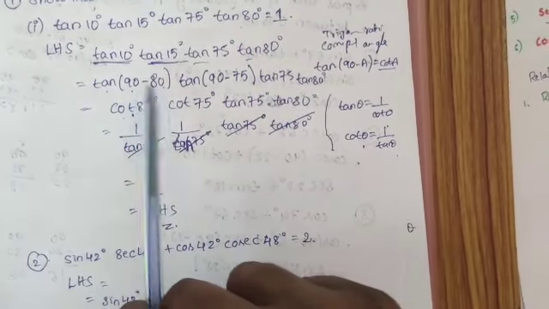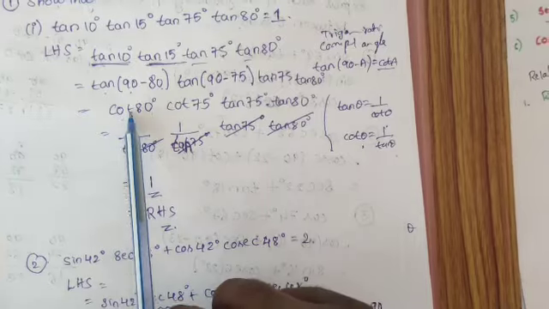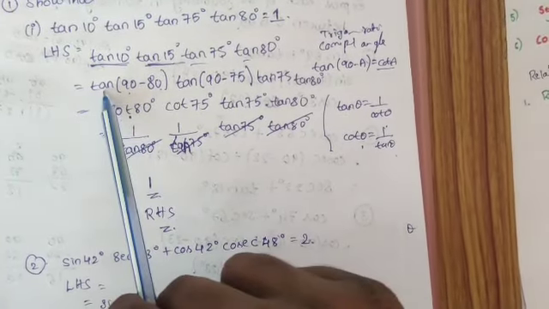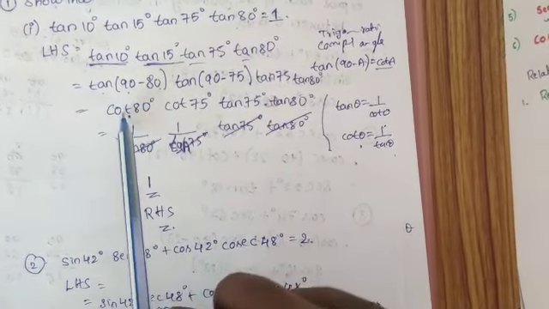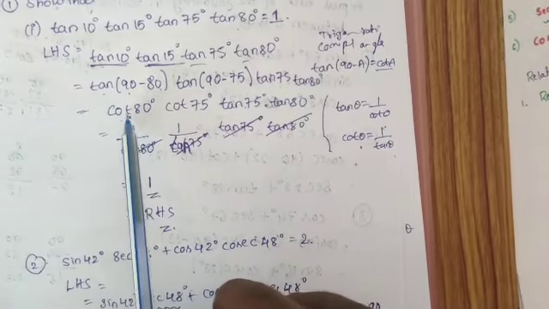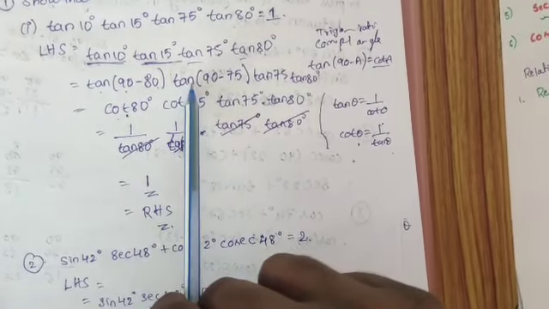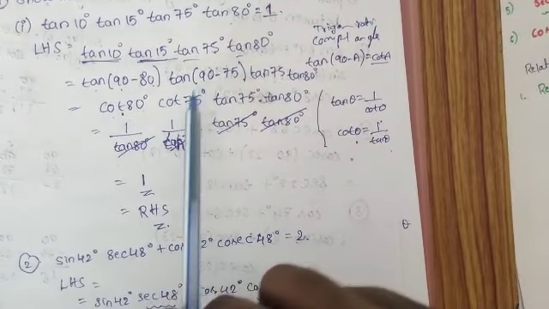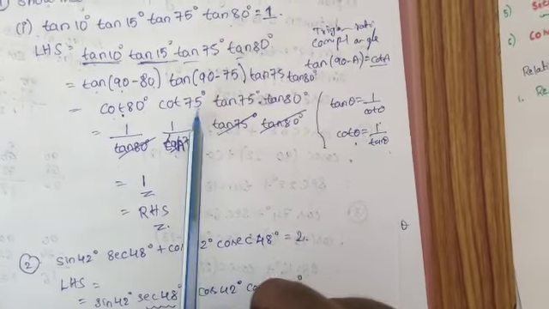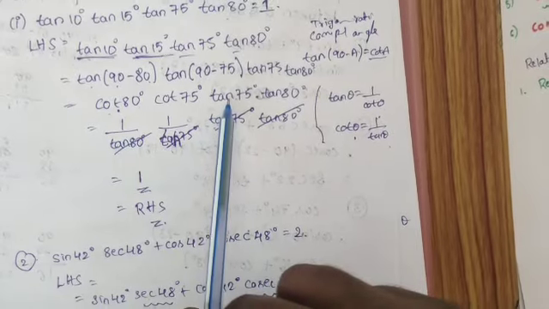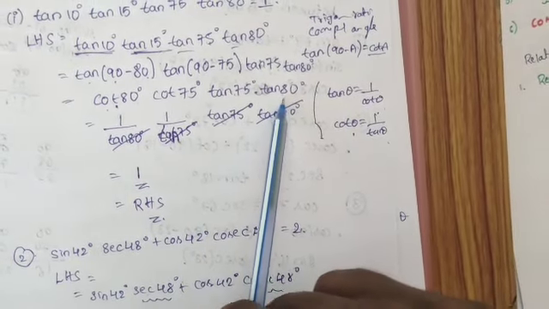Now tan of 90 minus theta can be written as cot theta. So this is theta here. So tan of 90 minus theta becomes cot theta. Cot theta means cot 80 degree. So here same as it is, tan of 90 minus theta becomes cot theta, that is cot 75 degree. Then tan 75 and tan 80 degree is as it is.